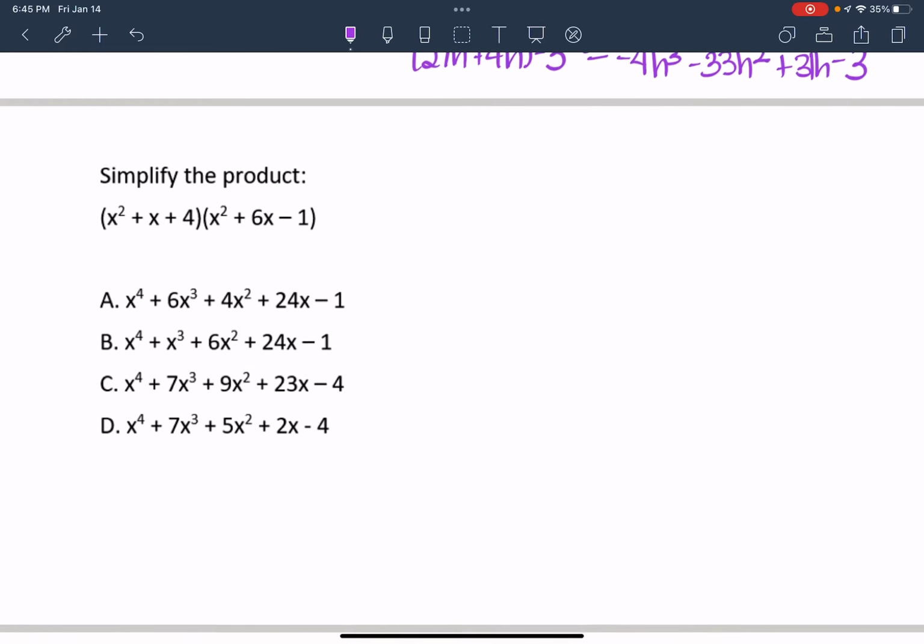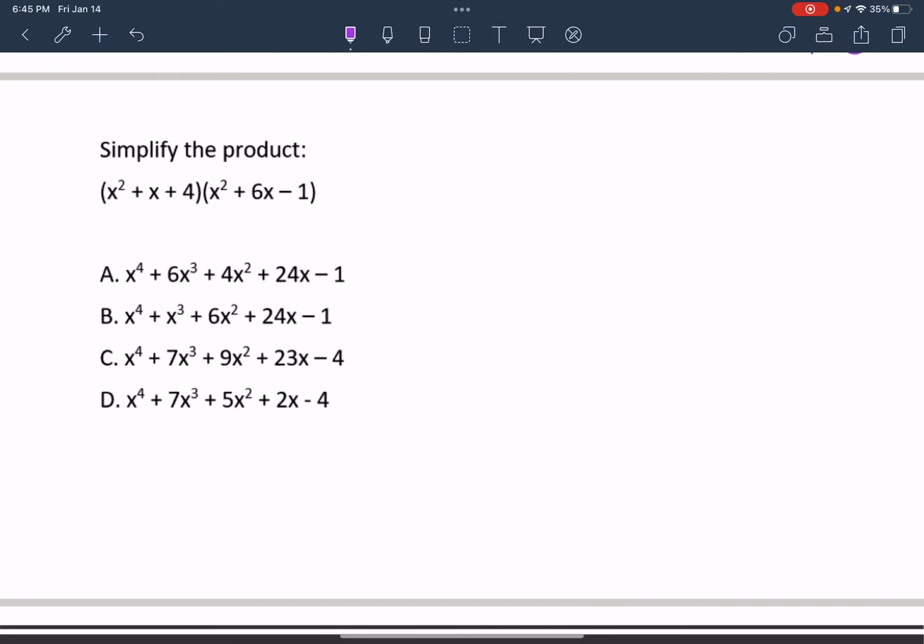So now let's try this one. So this is 2 trinomials being multiplied together. You can either use the box method or you can distribute. I'm going to do this problem by distributing to show you the other method of doing this. So we have x squared plus x plus 4 times x squared plus 6x minus 1.